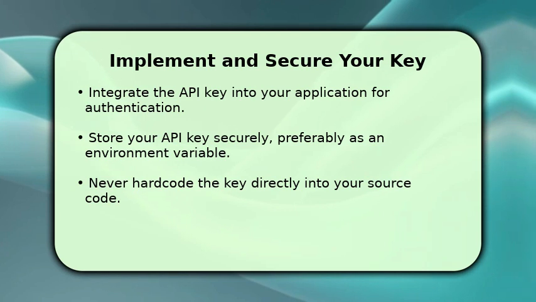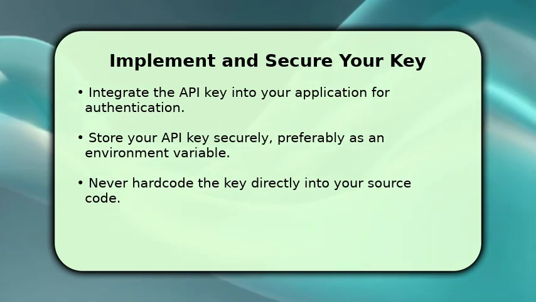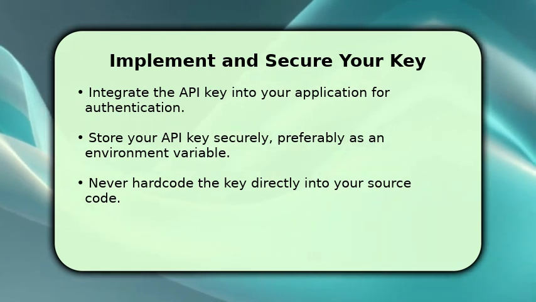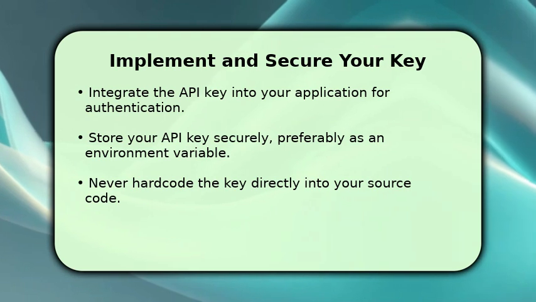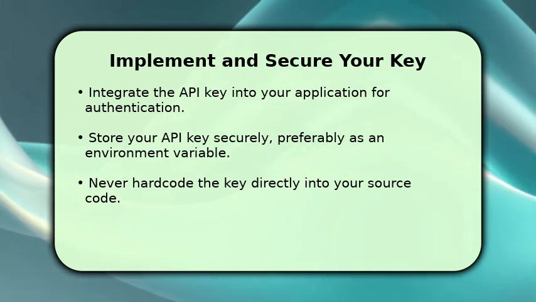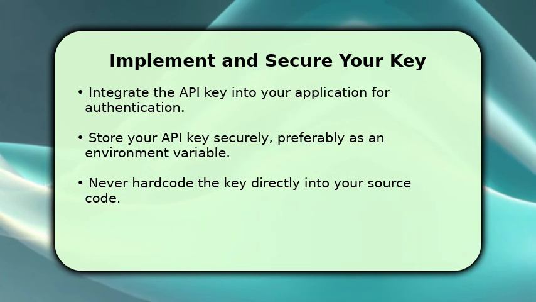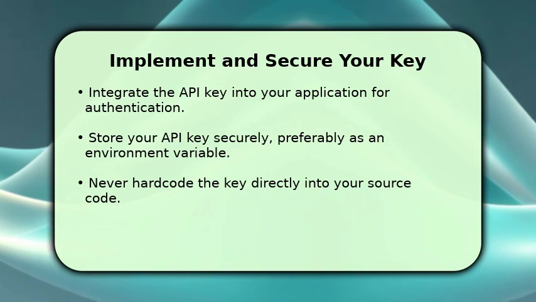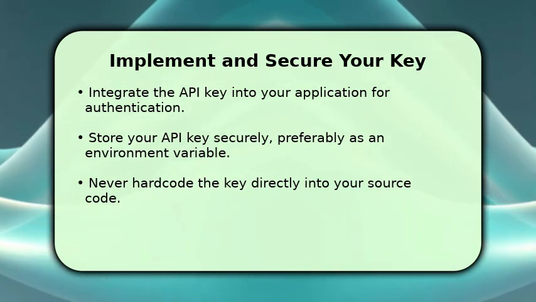With your API key generated, the next step is to integrate it into your application. This key acts as your credential for authenticating requests to the Gemini API. It's crucial to store this key securely, ideally as an environment variable, rather than embedding it directly in your code. This practice helps prevent unauthorized access and keeps your key confidential.